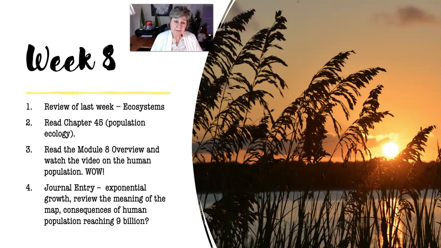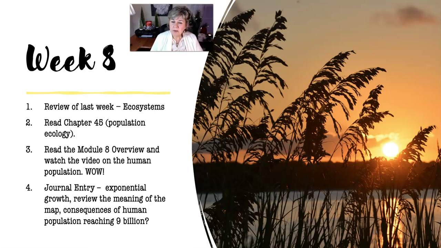You're going to take a look at the meaning of the map. What do those dots mean? What are the consequences of so many human beings being on this earth? Because we're going to reach the 9 billion mark by the year 2050, and that literally is right around the corner. So what is the meaning of this, and what are we going to do about it? Are we going to be able to feed all these people?